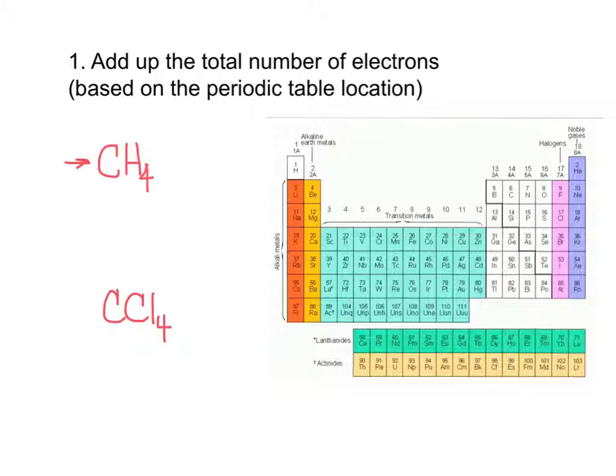Now, how do we know how many valence electrons there are? Well, the number of valence electrons is based on the location in the periodic table. We discussed this in a previous chapter. Our alkali metals all have 1, alkaline earth metals 2, skip over here, 3, 4, 5, 6, 7, and 8.